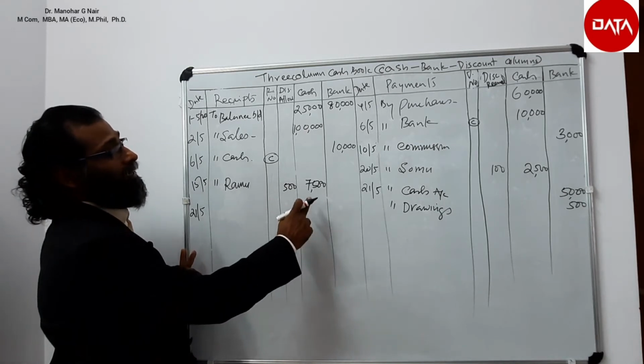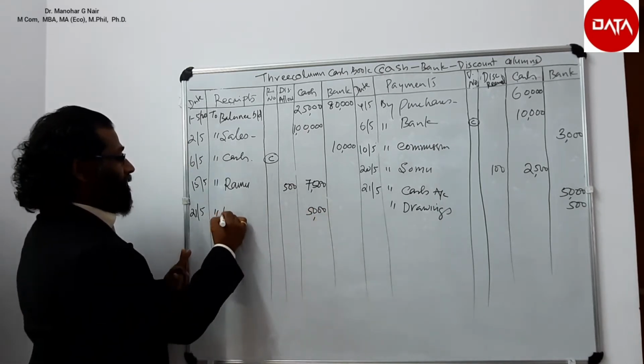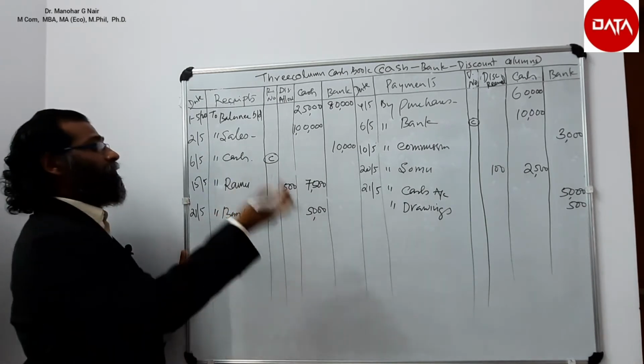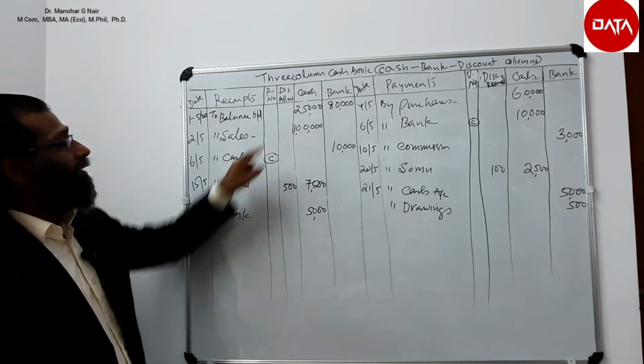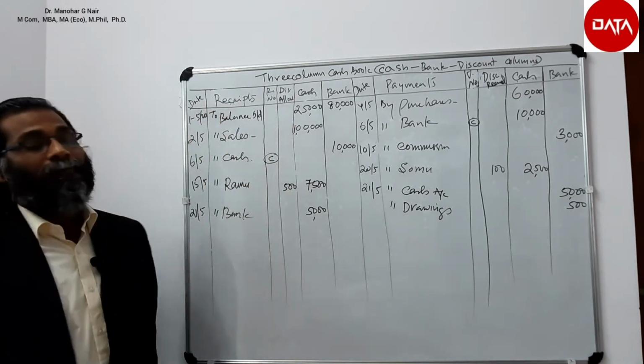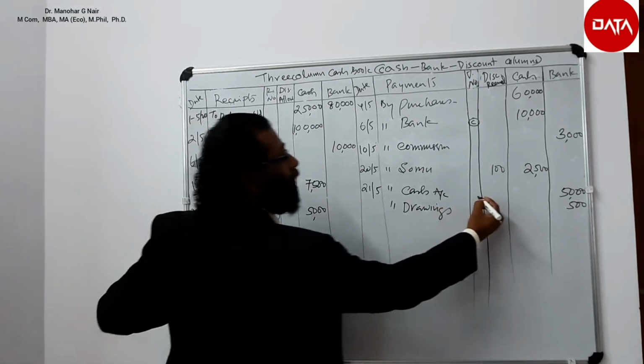On the receipt side, cash is received for 5,000 from the bank. So receipt from the bank. So actually the entry is cash comes in from the bank. Cash account debtor to bank actually. So this is also another example of contra entry.